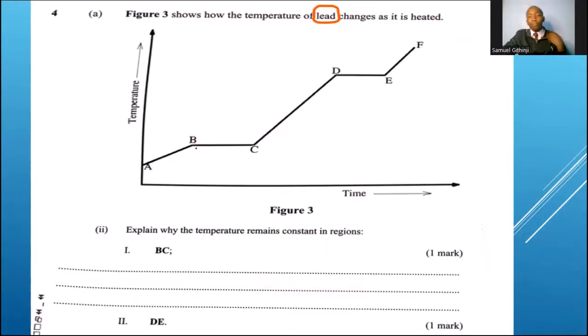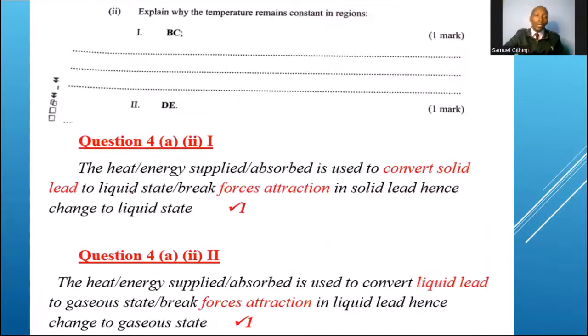You are used to saying between B and C, remember this is the melting point, that the substance is melting. You are saying the heat supplied is used to break the intermolecular forces of attraction between the particles. All that was costing the student the marks. Remember, we are heating a metal, so no mention of intermolecular forces of attraction. So how was the student supposed to respond to this? The heat or the energy supplied is absorbed to break the forces of attraction between the solid lead, hence it changes its state to liquid.